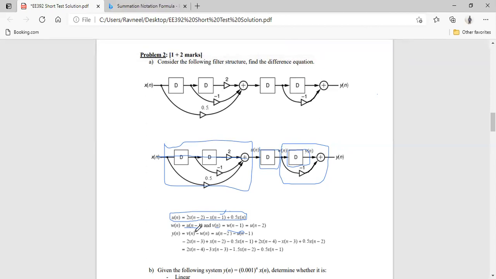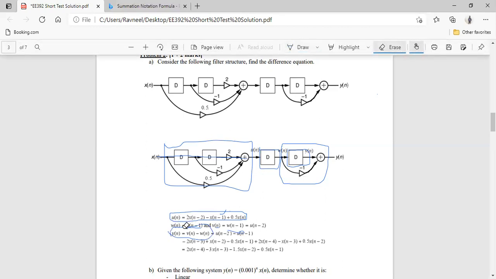Is that fine? Now we know that Y of n is equal to V of n minus W of n, and we know that W of n is U of n minus 1, and V of n is equal to U of n minus 2. So we can rewrite this whole formula using U of n. Rewriting Y of n in terms of U of n, we are left with this.